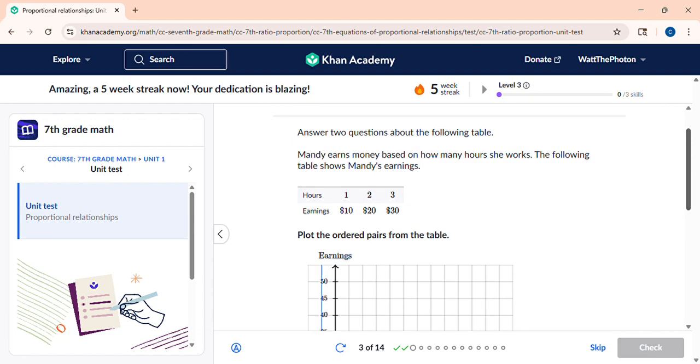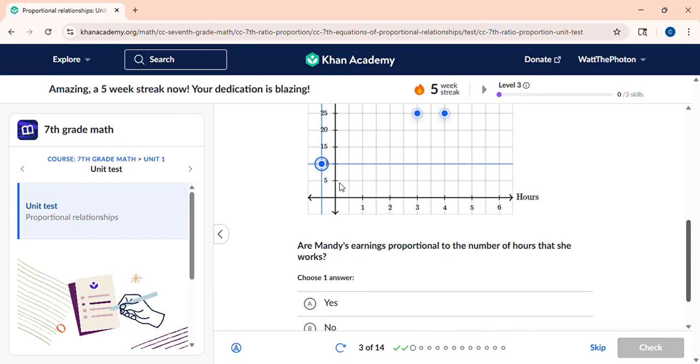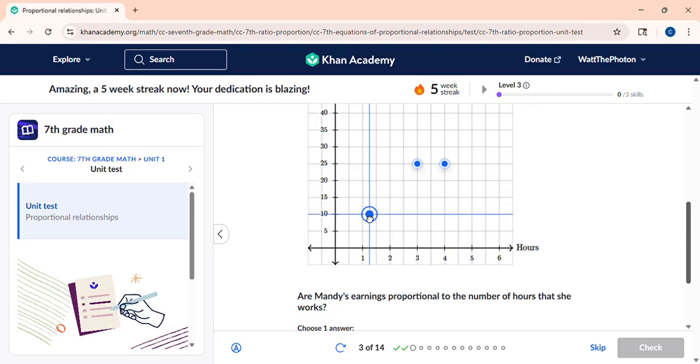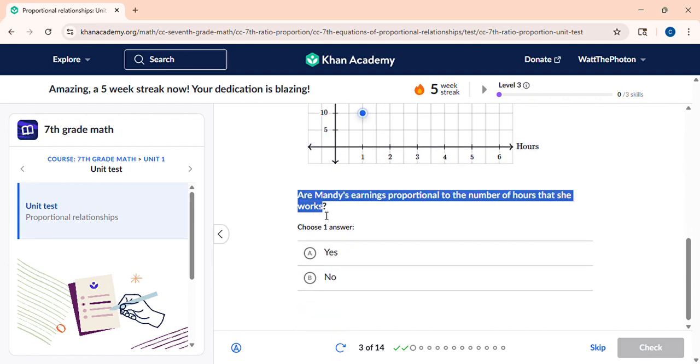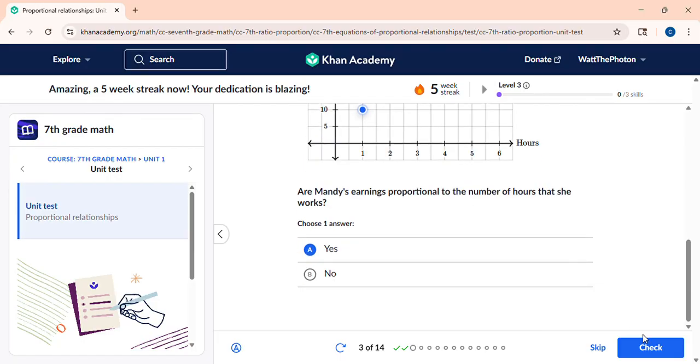Answer 2 questions about the following table. Mandy earns money based on how many hours she works. The following table shows Mandy's earnings. So $10 for every 1 hour. You should plot this. So $1 for every 10, 3 for 30. Are Mandy's earnings proportional to the number of hours she works?